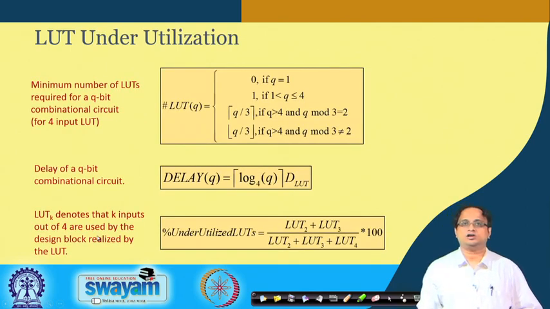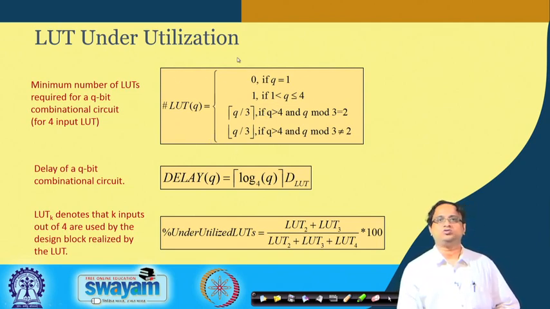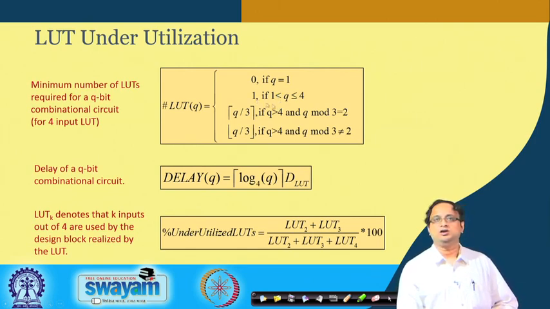Here, without going into the derivations, we can model them pretty accurately. For example, the number of LUTs for a q-bit combinational circuit, that means a combinational circuit which has q inputs, for a 4-input LUT can be modeled by these equations. I have covered different cases: where q is 1, of course, I do not need any LUT. If q is between 1 and 4, then I need one LUT, but if it is more, then depending upon 2 cases, I can say it is the ceil or the floor of q by 3.